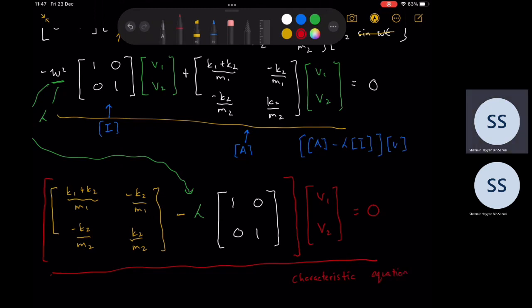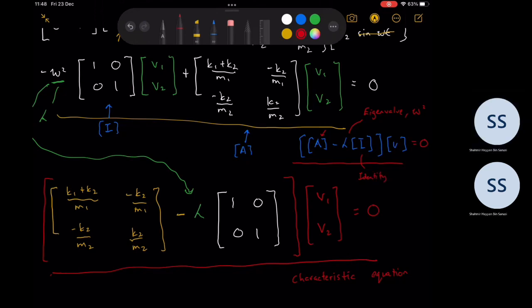Again, to recap, the characteristic equation is in the form of matrix A minus lambda I multiplied with V. Lambda is what we call the eigenvalue, also known as omega squared. I is the identity matrix, and V is what we call the eigenvector. So what is matrix A? Matrix A is actually the stiffness matrix over the respective mass.